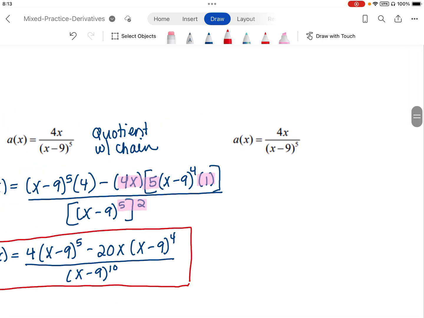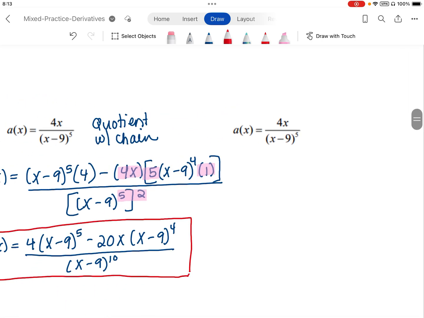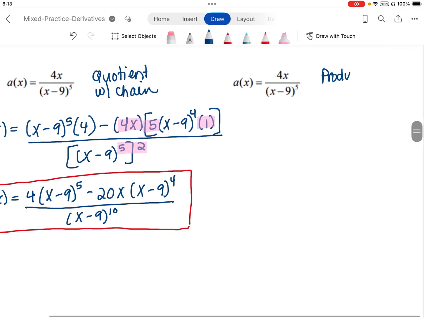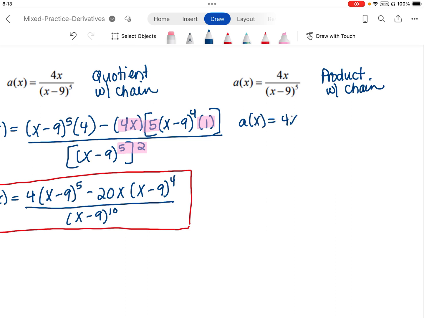All right, now another way to look at this problem, and some of you would think of this as a product with chain. So if I'm going to do product with chain, I'm going to want to do a rewrite like that, and then I have a product with chain.